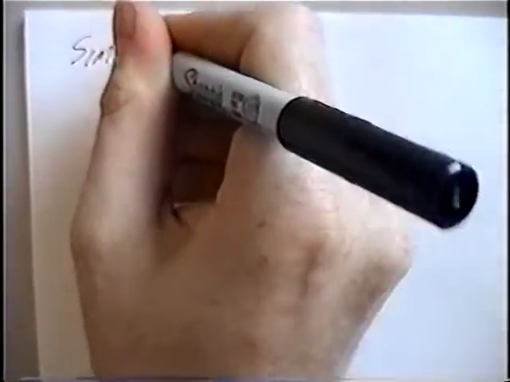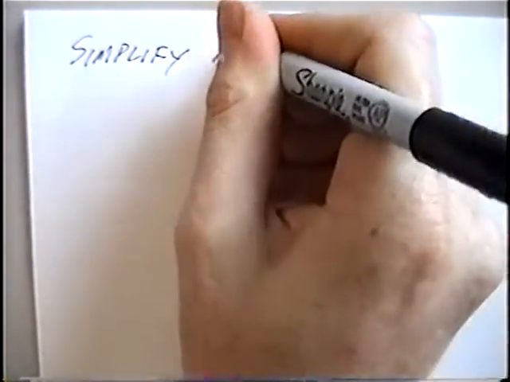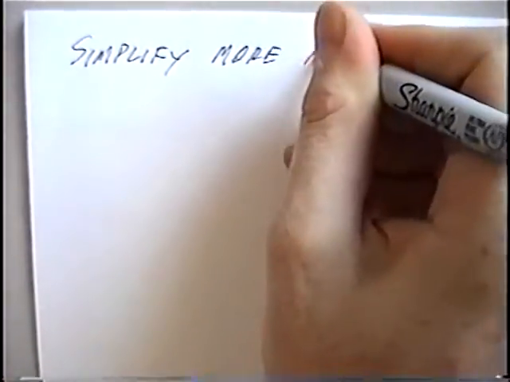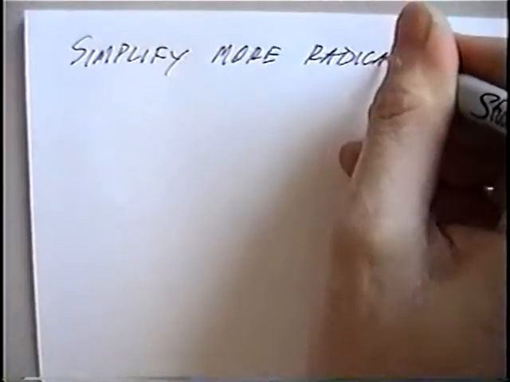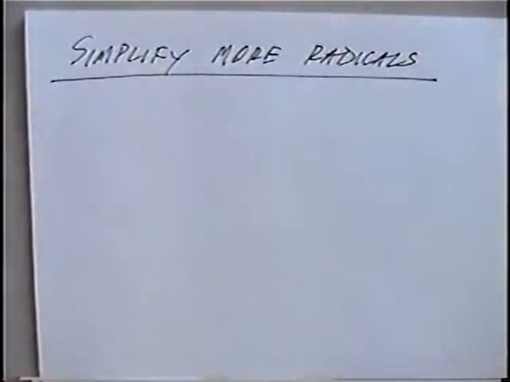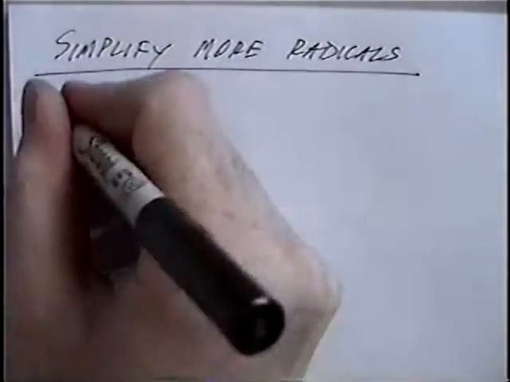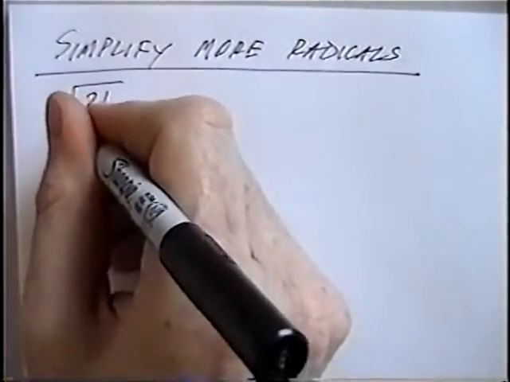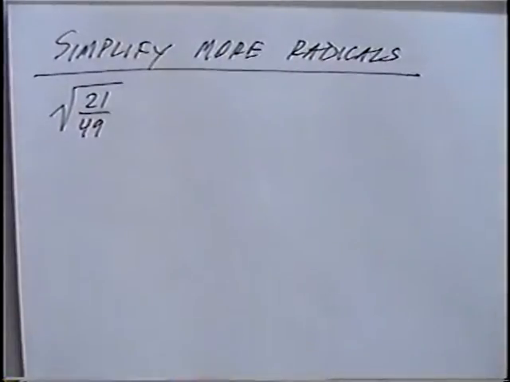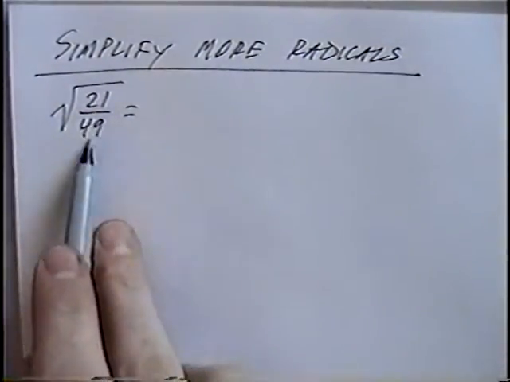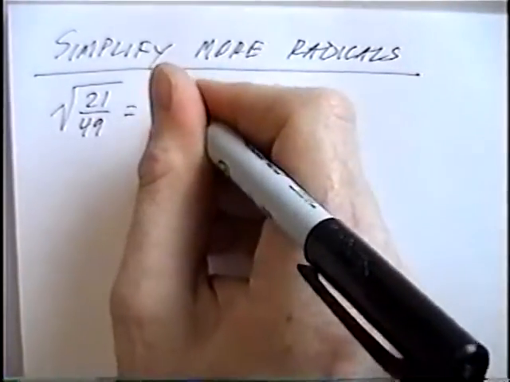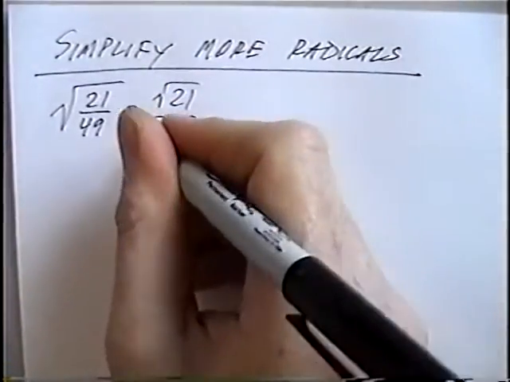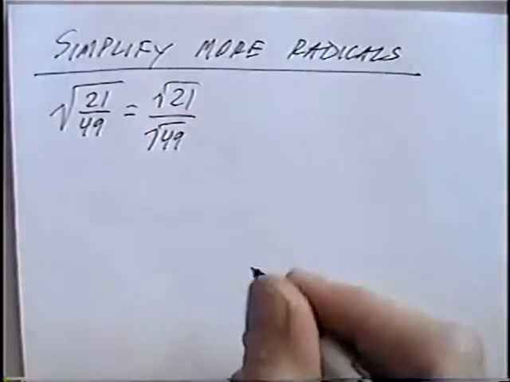First section of notes today is titled Simplify More Radicals. First problem is a radical sign with a fraction, 21 over 49. When you take a radical or square root of a fraction, you can break that up into a radical of the numerator and a radical of the denominator.